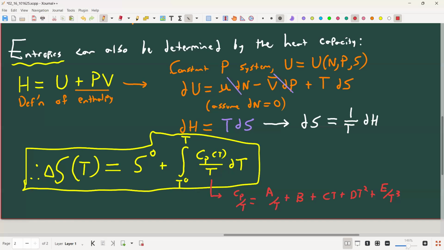So by having the heat capacity, we can determine the entropy at any point, and we can also determine the enthalpy by dividing by T. That's so convenient, right? So if we can measure heat capacity, we're done. Heat capacity tells us everything we need to know. So that's going to be really nice.